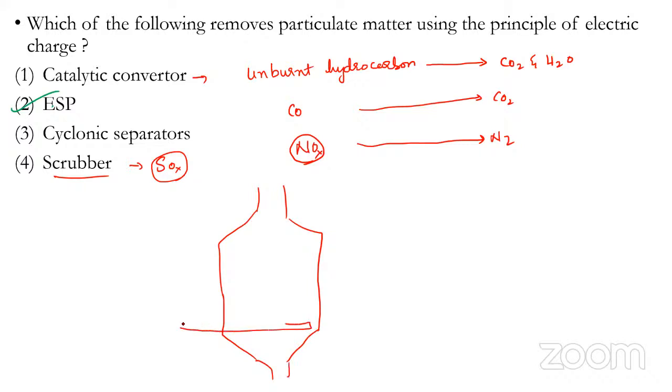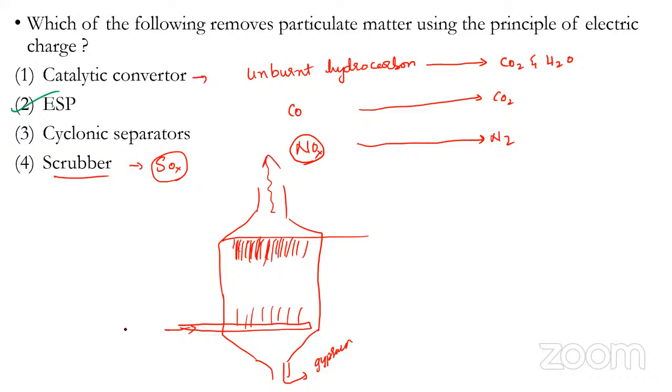So there will be an inlet like this, and polluted air rich in sulfur oxides is released into it. From above, there will be spraying of water or lye water. Sulfur oxides react with the lye water and get converted into gypsum, so that what is released is purer air, rather than polluted air. Pure air, when I say pure air, it is in the context of sulfur only.